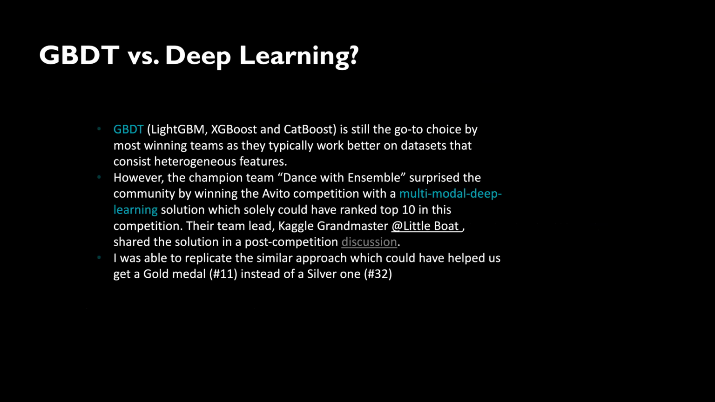For this competition, we've seen two major approaches using different algorithms. Like in many other competitions, GBDT-like algorithms such as LightGBM, XGBoost, and CatBoost are still the go-to choice for most winning teams, as they typically work better on datasets that consist of heterogeneous features such as numeric, categorical, and different types of features. But in this competition specifically, the champion team, to most teams' surprise, primarily used a deep learning based approach to help them stand out.